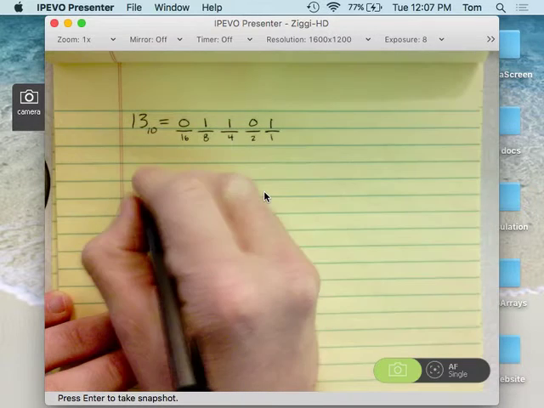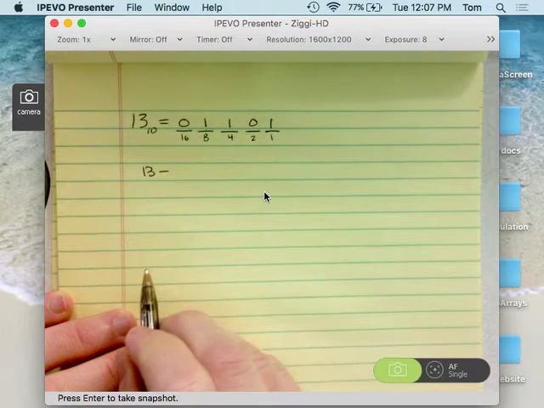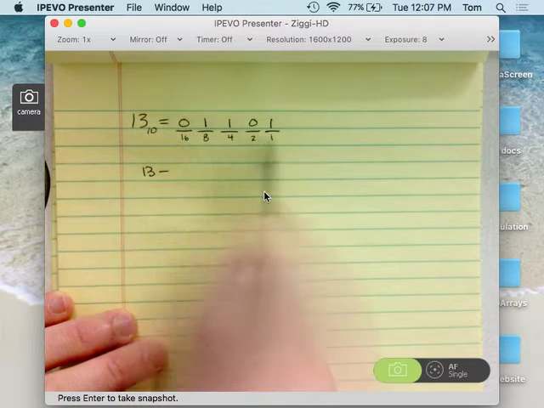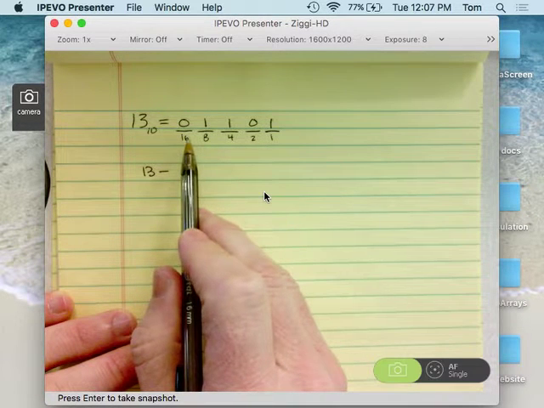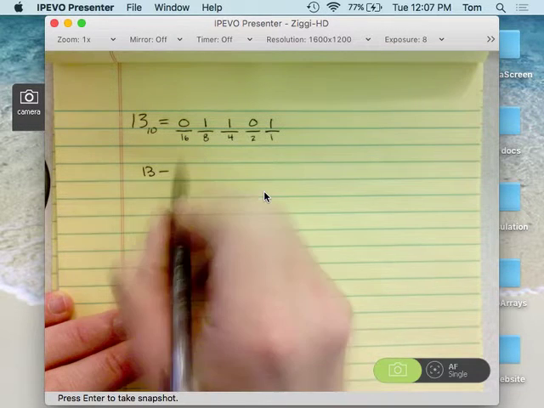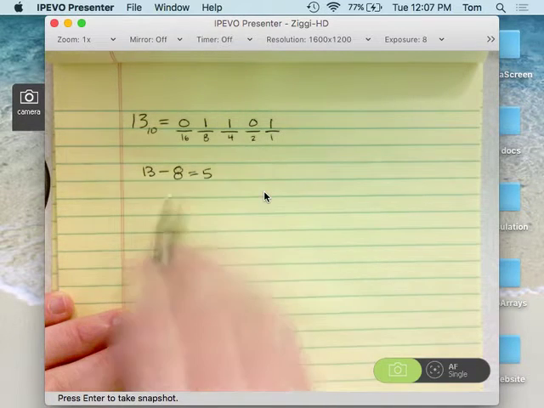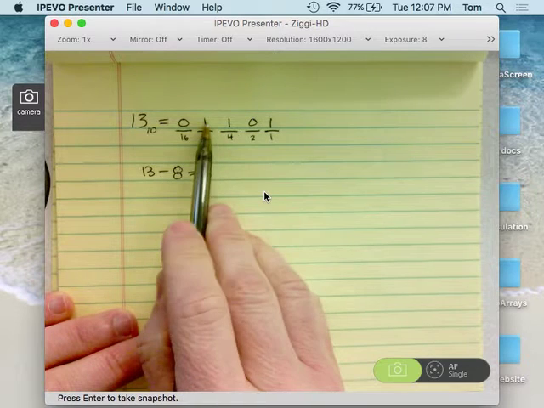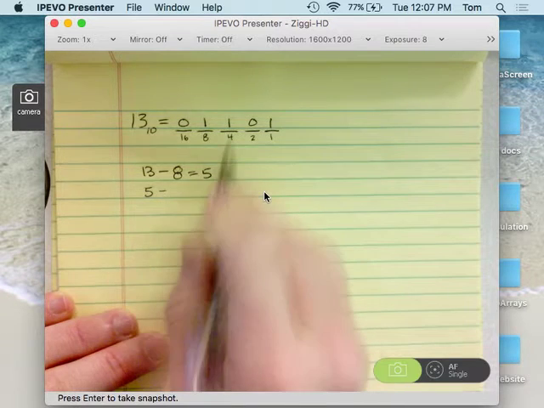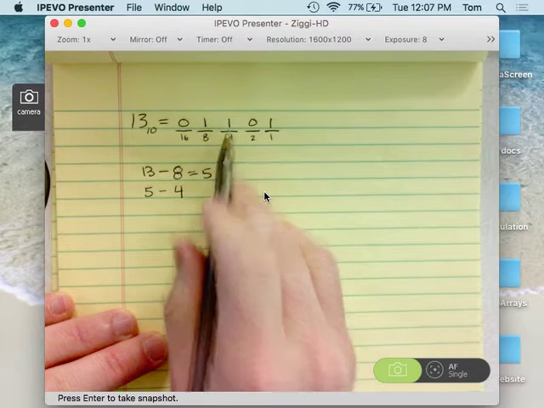We're going to basically say 13 is my number that I'm starting with, and I'm going to subtract a value from it. The value that I'm going to subtract from it is going to be one of these values. 16 is too big to be subtracted from 13. Let's just pretend that we don't want negative values. So I'm going to subtract 8 from it, and that gives me 5. Because I subtracted 8 from it, that means that 8 goes into it, so I'm going to put a 1 there. Then 5 becomes my new number, and I'm going to subtract 4 from it. Since 4 goes into it, I'm going to put a 1 there.